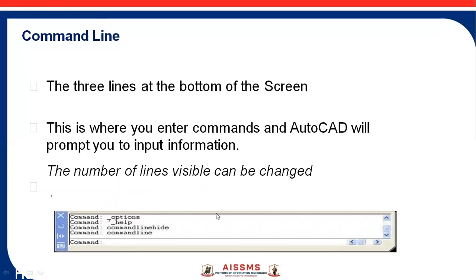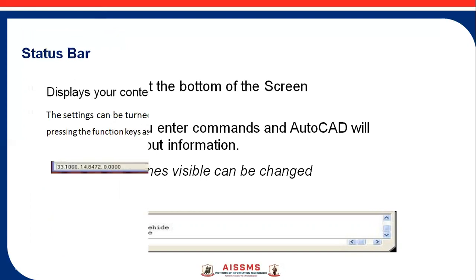The number of lines visible can be changed. You have to enter the type of command, maybe basic commands, modifying commands, layer commands, or some tools which are required to draw the objects. So this command line will help you to draw the object. We just have to give the input information.